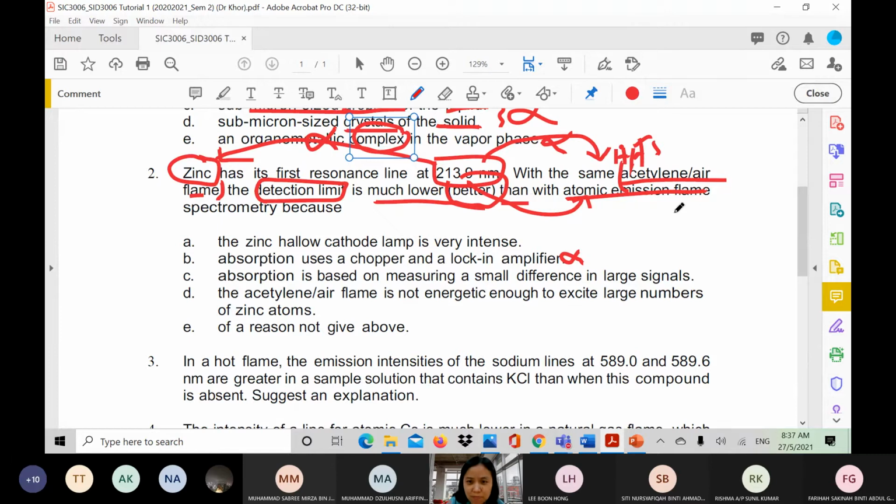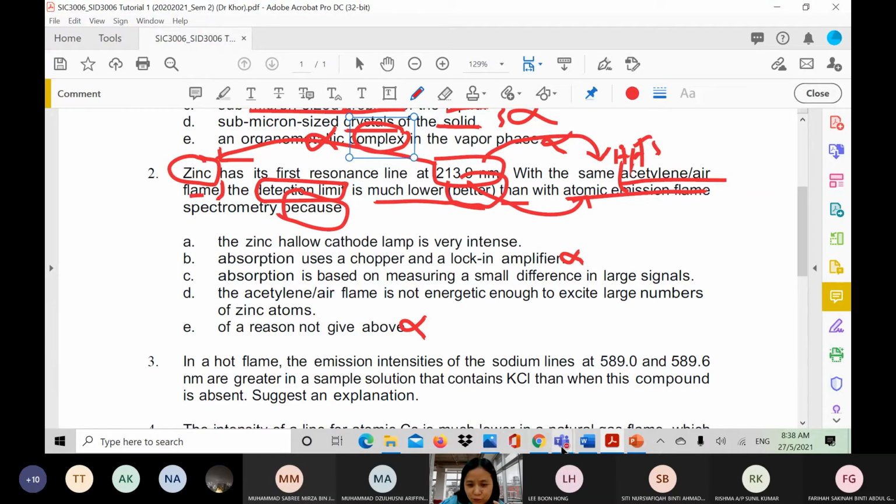Why? What is the explanation behind? Why, when I want to detect zinc, I use these two techniques, flame AAS and flame AES. If I use flame AAS, I can detect at low concentration. Detection limit is much lower. At 1 ppm, I'm able to detect zinc using flame AAS, right? But I cannot get a good signal if I use flame AES. Why? Because of what? Is it A, B, C, D? Of course, D is not, right? Because one of A, B, C, D would be the answer.